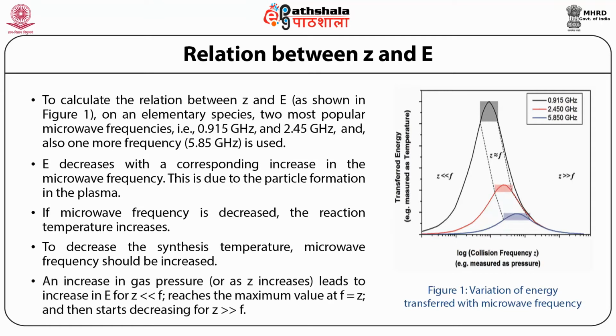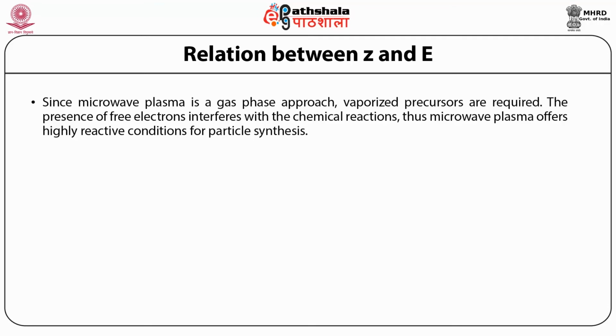Fourth, an increase in gas pressure, or as Z increases, leads to an increase in E for Z much less than F. It reaches the maximum value when F is equal to Z and then starts decreasing for Z much greater than F. Since microwave plasma is a gas phase approach, vaporized precursors are required.